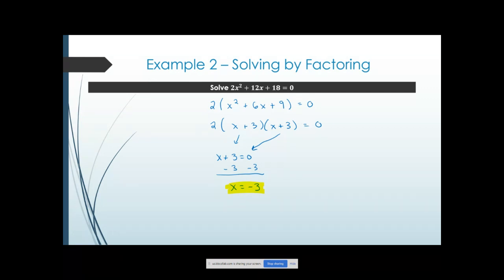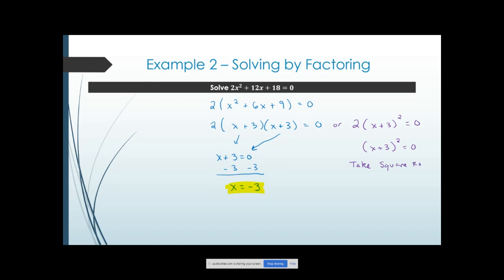Instead of writing it the way that I did, that step where I did x plus 3, you could write it as 2 times x plus 3 squared equal to 0. Now, if you have that, then you can say, okay, x plus 3 squared equal to 0, because if you divided both sides by that 2 in front, 0 divided by 2 is 0, so that's basically irrelevant. And then what we have at this point is something that we can take square roots on, which is the next method.